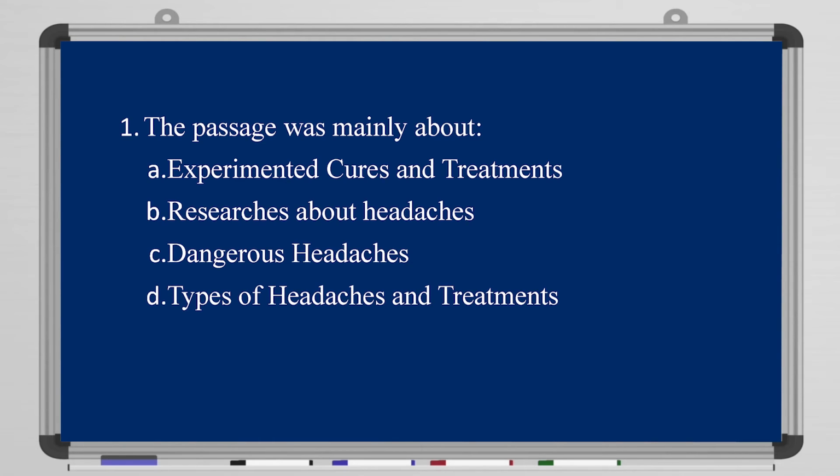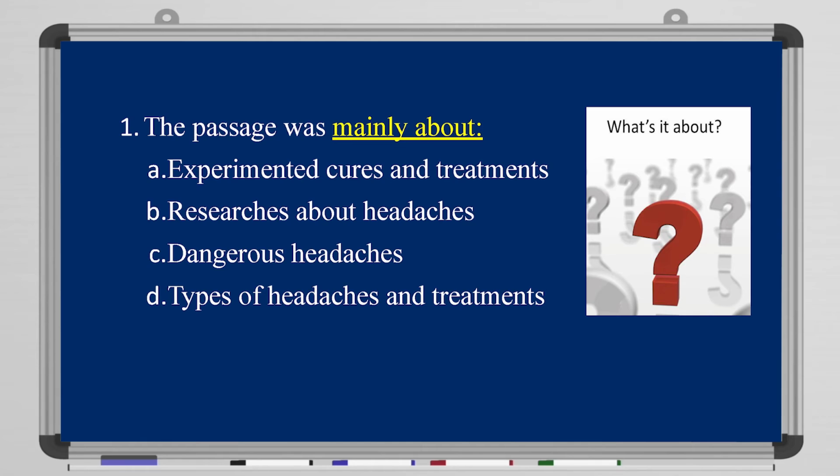I hope you were able to get all of that. Go back to it and read it at your own pace and try to understand it very well. Let's look at question number 1. The passage was mainly about. Here the key word is mainly. What is it about? Is it about experimental cures and treatments, research about headaches, dangerous headaches, types of headaches and treatments? It is very easy. It is the types of headaches and treatments.